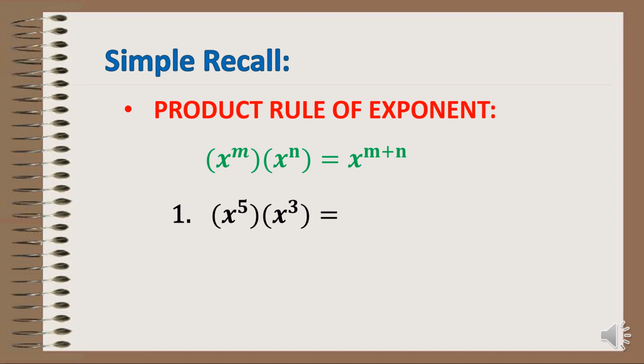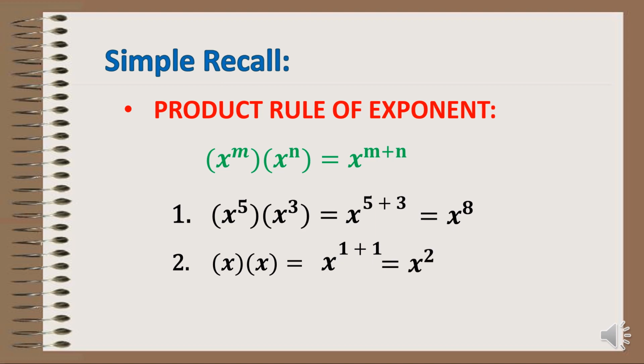x raised to 5 times x cubed is equal to, applying the rule, copy the base x, and then add their exponents. And it will result to x raised to 8. x times x. Here, as you can notice, our exponents are not visible. We have to copy the variable x. When our exponents are not visible, that would mean our exponent is equal to 1. Get the sum of their exponents. The answer is x squared.